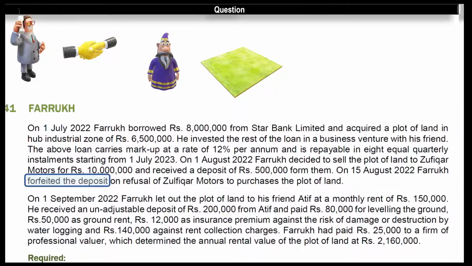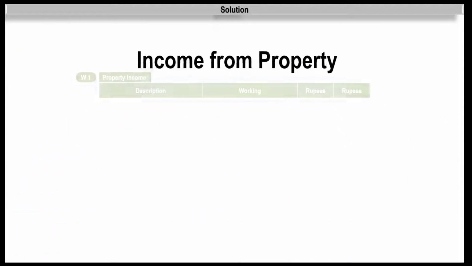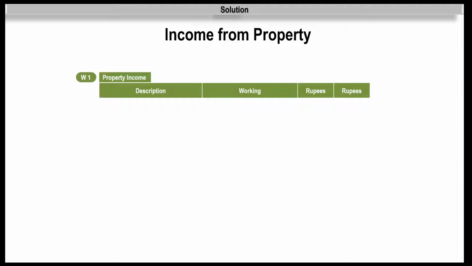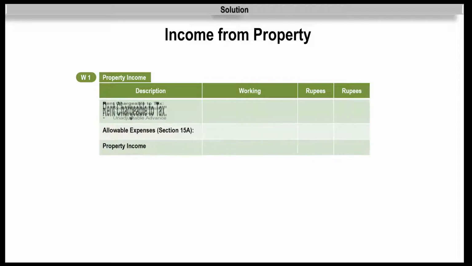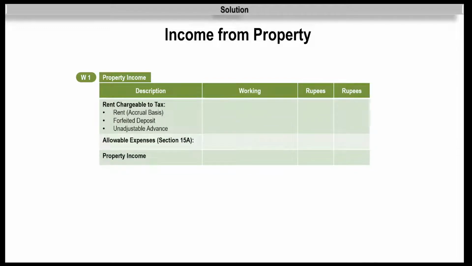Let's make a template for our solution. Make first working for property income. To compute property income first we need to work out rent chargeable to tax. Then deduct allowable expenses detailed in section 15A. Rent chargeable to tax comprises of 3 items. First one is rent on accrual basis. Second is forfeited deposit. Third is unadjustable advance.